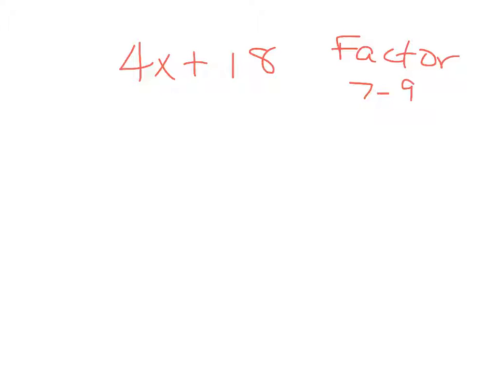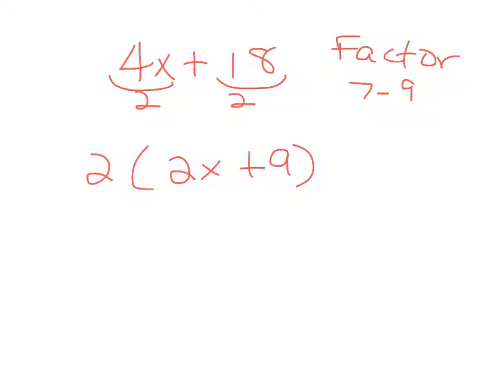So you're going to get a question that says something like 4x plus 18. Again, the instructions for 7 through 9 are all going to say factor. So here I'm going to look for a greatest common factor between 4x and 18. And that greatest common factor will be 2. So I'll divide them both by 2. And then you write the GCF on the outside, and then the answer to the division in the parentheses.